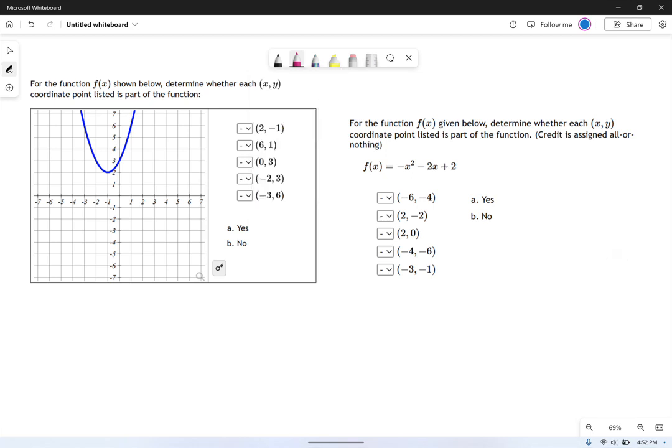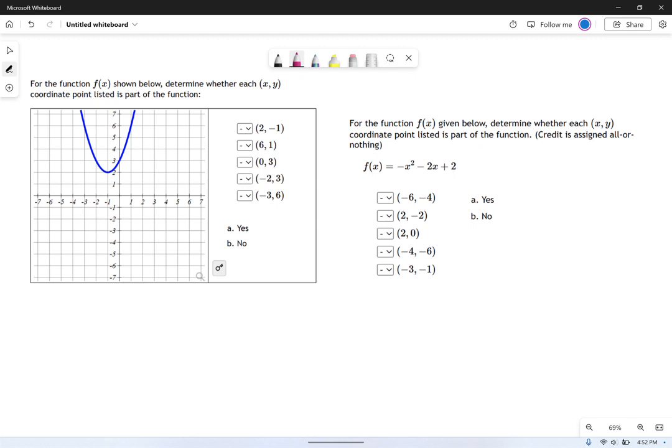Let's talk about how coordinate points are related to functions again. An easy way to think about it is just looking at the function on a graph. That's one of the advantages of graphs. It might be a little more difficult to think about it in terms of an equation if you're not used to that, but we'll go through that too.